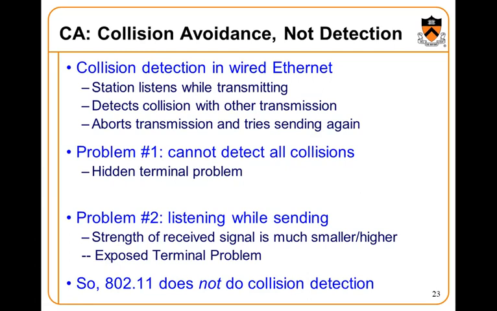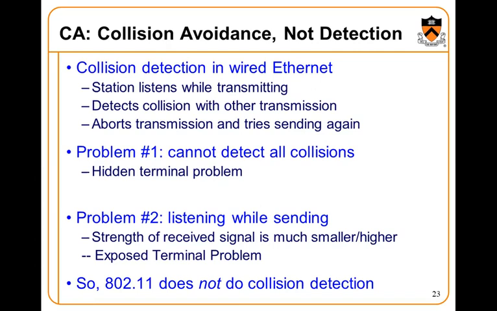The collision detection in Ethernet or wired networks follows the same pattern, where stations listen while they are transmitting to any other node, and whenever a collision is detected, they stop the transmission. So the transmission is aborted, and they will try again once they sense that the media is available.